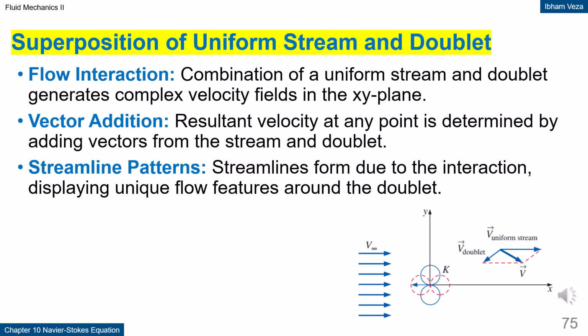Superposition of uniform stream and doublet. When a uniform flow is combined with a doublet, the resulting flow field becomes more complex and interesting. The velocity at each point is obtained from the vector sum of the uniform flow and the doublet flow. This interaction produces a characteristic streamline pattern around the doublet center. This configuration becomes the basis for modeling flow around bluff bodies. From here, the concept of flow around a cylinder can be developed.